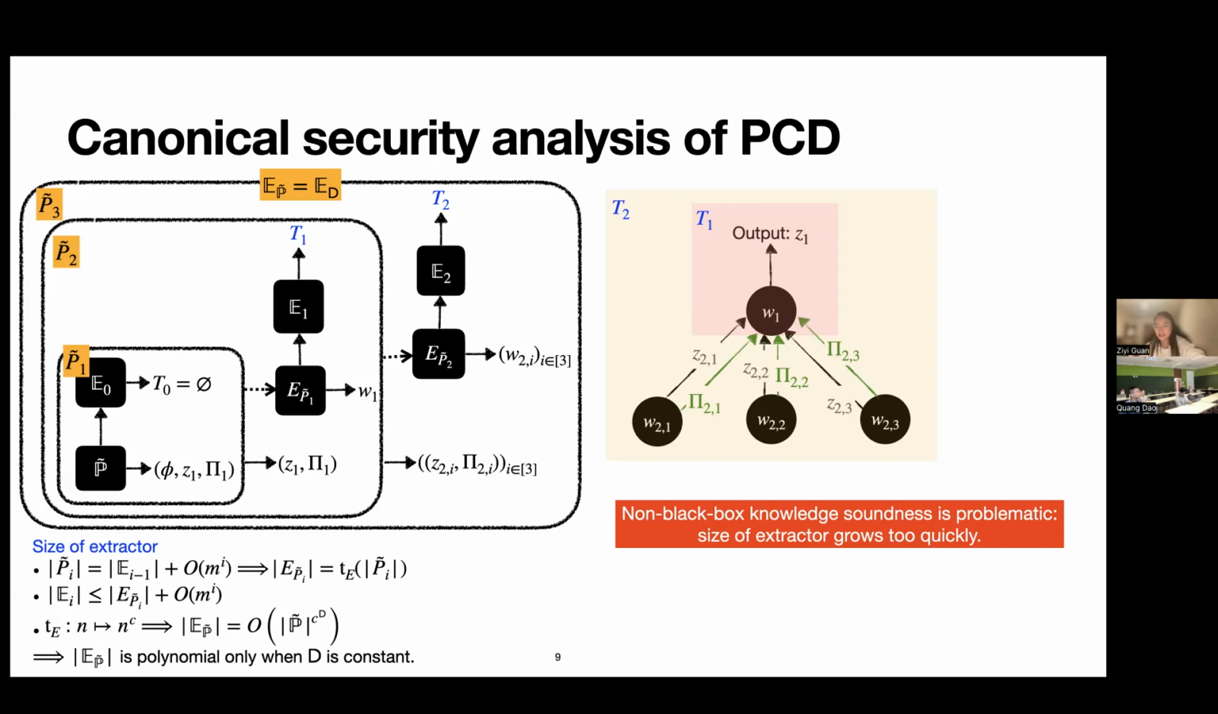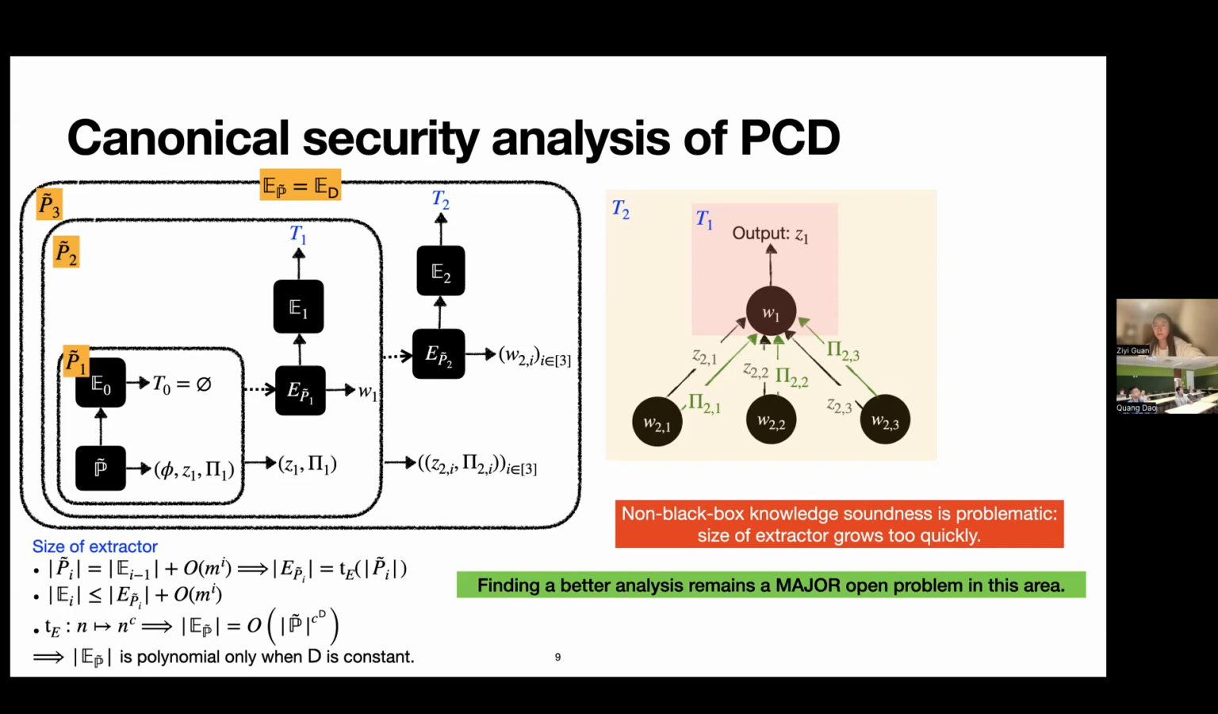So we're saying that this kind of analysis is problematic because the size grows too quickly. And actually, even now, finding a better analysis in this regime, the non-black box knowledge soundness regime, still remains a major open problem in this area. It would be great if someone could solve it, but we just don't know how. But today, instead of trying to solve this open problem, we focus on PCD based on SNARKs with a stronger notion of extraction. So let's see what exactly we show.